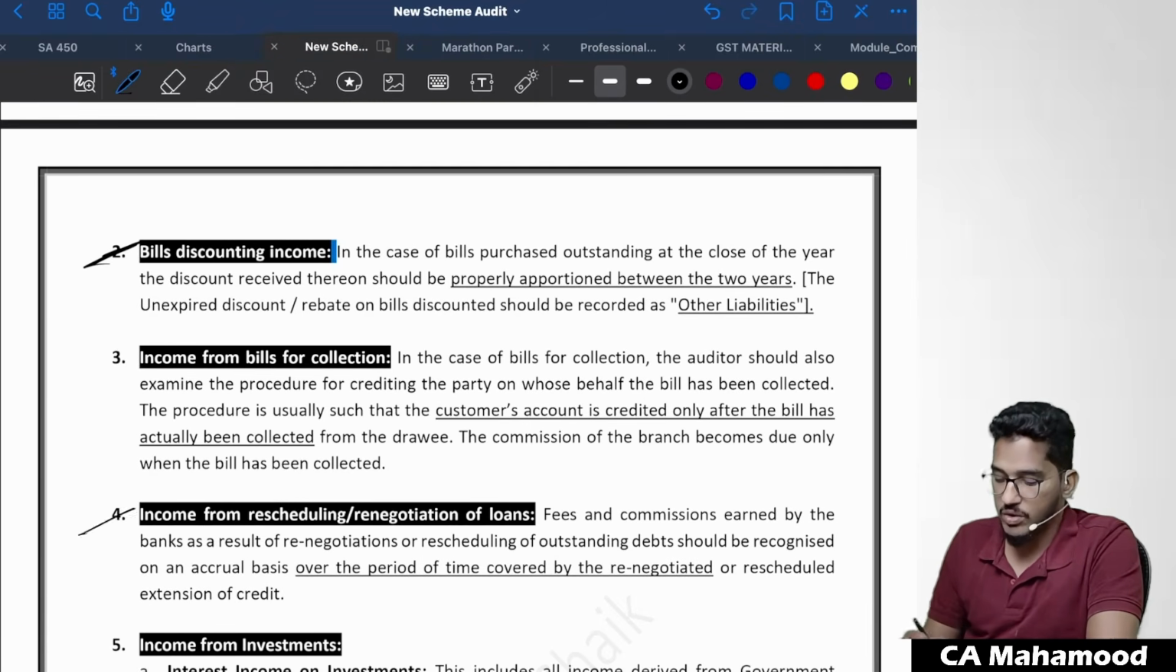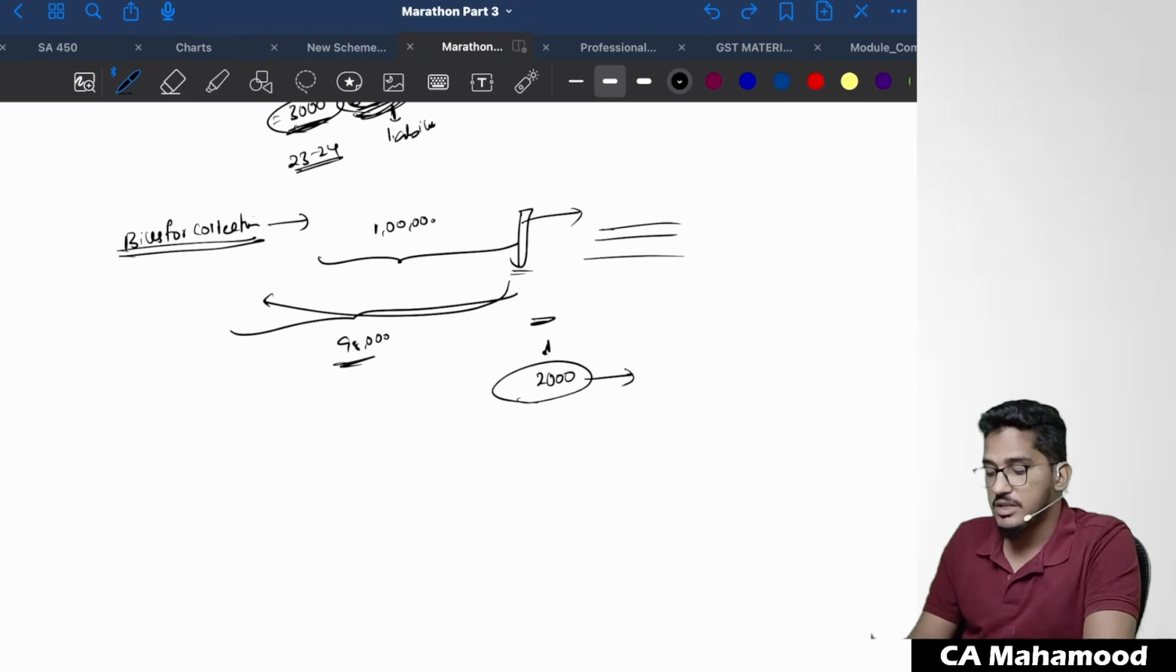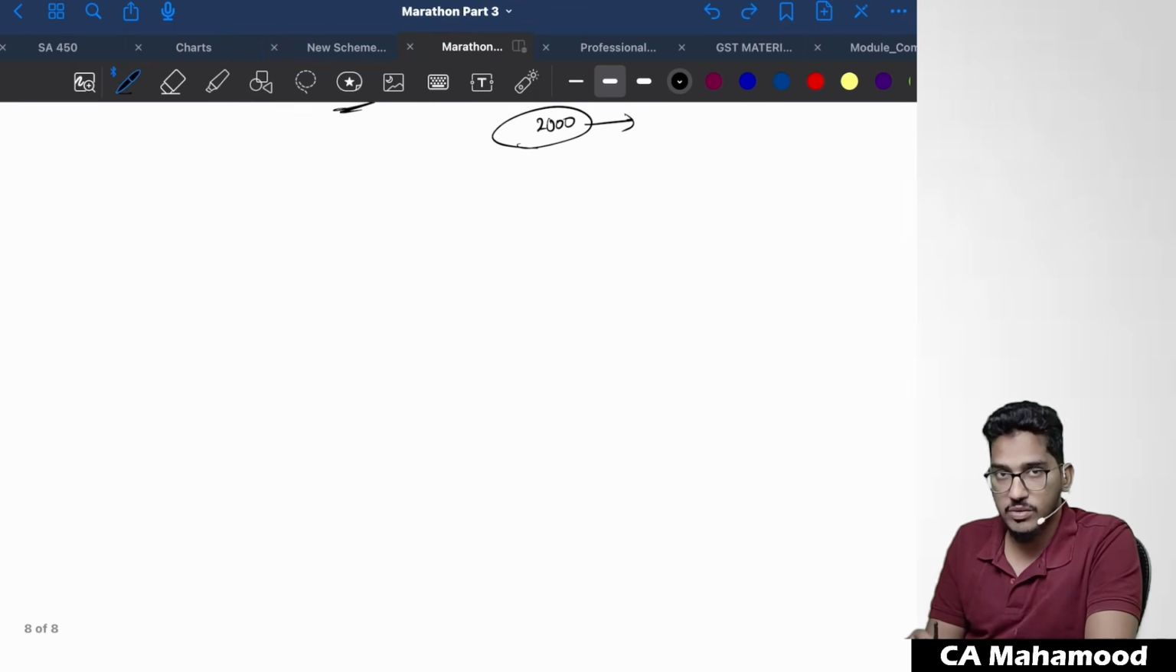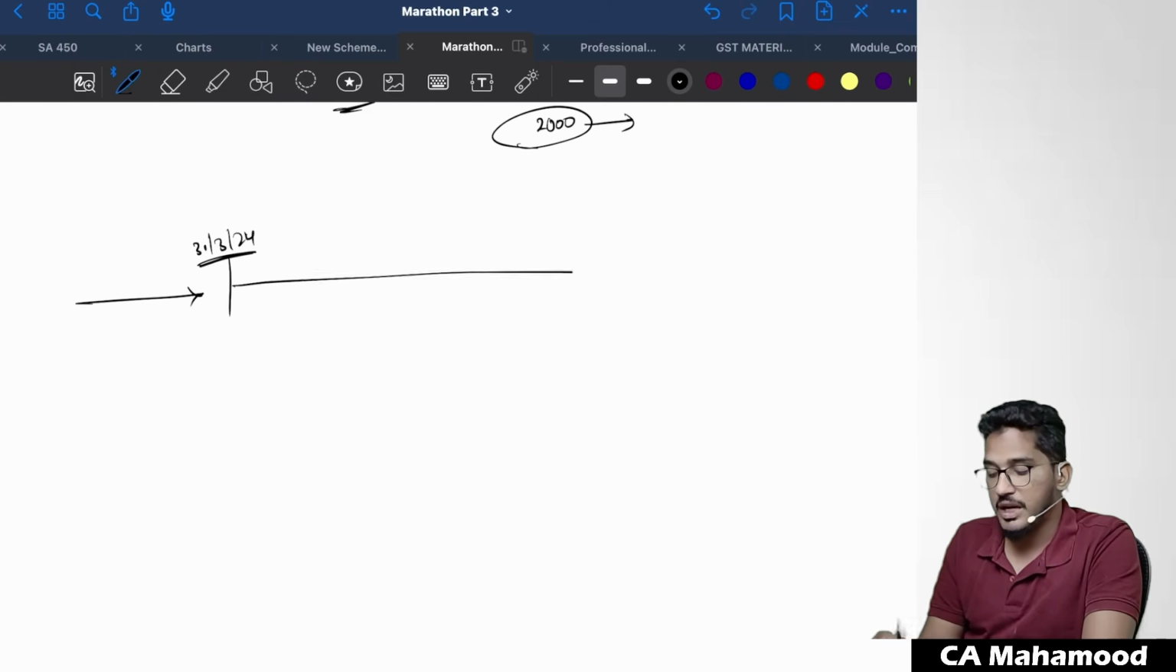Then few more things they say. Income from rescheduling or renegotiation of the loans. Sir, what is this income from rescheduling or renegotiation of the loans? See, take for example, there is one customer who has taken the loan. The actual due date is 31st of March 2024. He has to repay the loan on 31st of March 2024. But before this date, the customer approached the banker and told, sir, I am not in a position to repay the loan on 31st of March 2024. I have a request. Please extend my loan till 31st of March 2026. I want you to extend the due date on my loan for 2 more years. Sir, will the banker do it? In some circumstances, they might do it. It might be in the interest of the banker. Sometimes bankers will agree to it.